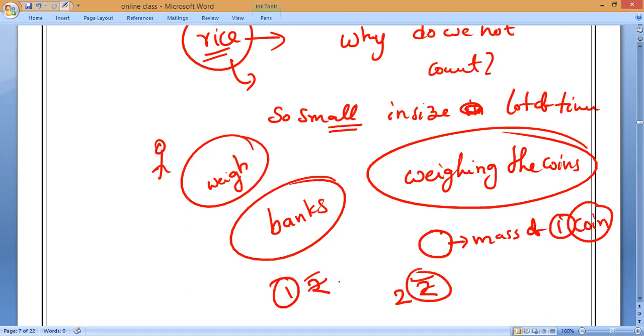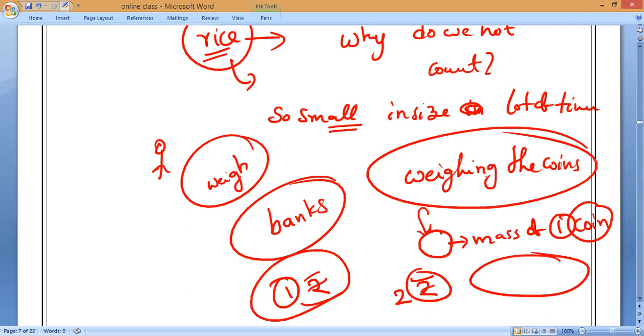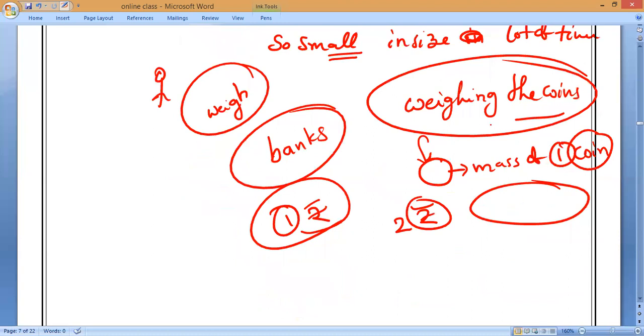They'll measure the mass of one coin, and now they will put everything into the bag and measure directly by weighing the mass of coins, not the notes. Remember, I'm saying only coins. So the entire mass they will measure by putting it on the weighing machine.